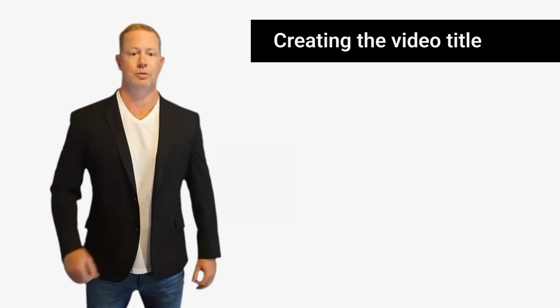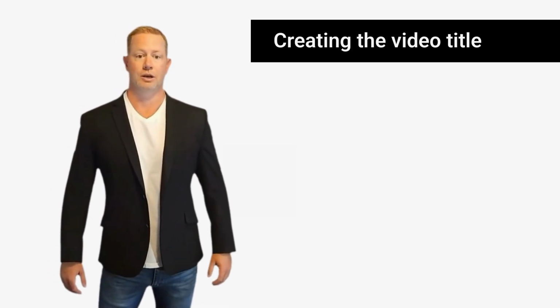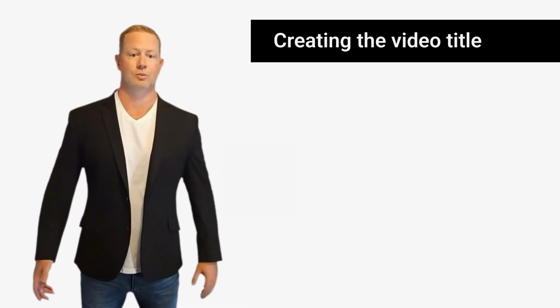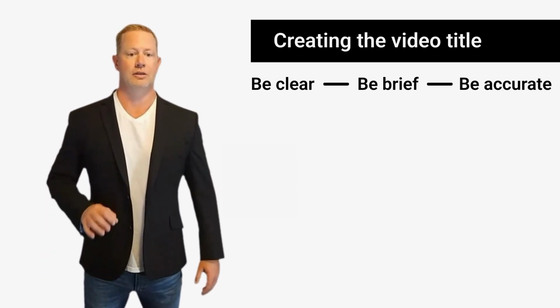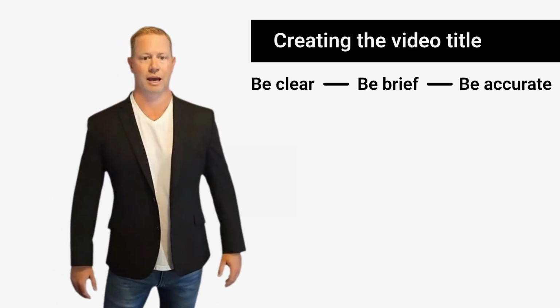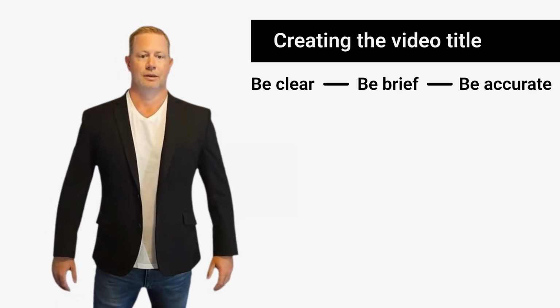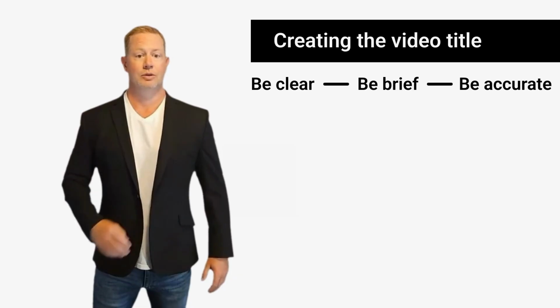Let's start with the most important factor, your video title. YouTube gives the highest priority to titles when indexing your content. Make sure your title is clear, brief, and accurately describes what your video is about. And don't forget to include who you are.